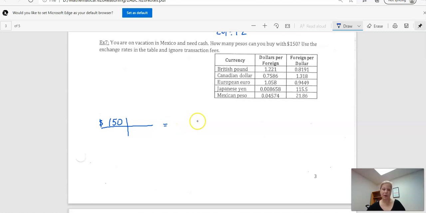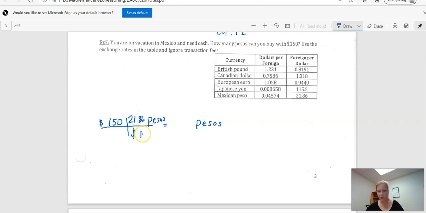And we want our answer to be in pesos. I'm going to have to divide by dollars. That's the only way the dollars are going to cancel out. So I need to know how many pesos are in a dollar. So I'm looking at my chart here. Here's the information that we have. This is whatever the foreign unit is, so divided by the dollar, right? Which we've got pesos divided by the dollar, so we want this category right here, the foreign divided by the dollar. Well, that's 21.86.